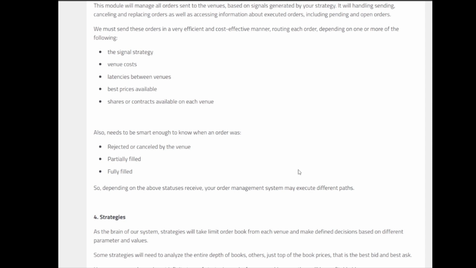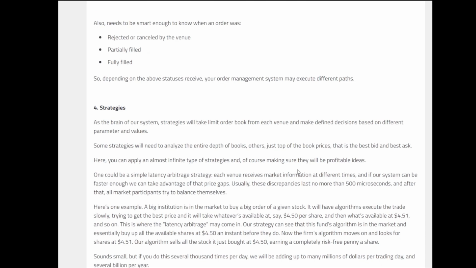The fourth component is the strategies. This is the brain of our systems. Strategies will take the limit order book from each venue and make defined decisions based on different parameters and values. This is where each company, firm, or individual plays one of the biggest roles in thinking. Other than this, we are just trying to build a system and optimize it as much as possible. But after that optimization, strategy is what plays the game of what you will be doing and based on which you will be earning profit.